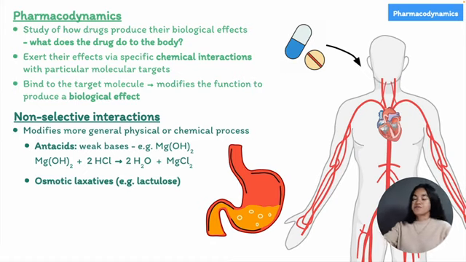Both antacids and osmotic agents, in this case osmotic laxatives, are examples of drugs that have non-selective effects on the body. So in summary, some drugs can exert their effects through non-selective interactions with simple chemical and or physical processes without targeting any specific molecule or pathway. All right, so it's good to be aware of these types of drugs. Let's now move on and break down the different types of drug targets and how different drugs affect these targets.